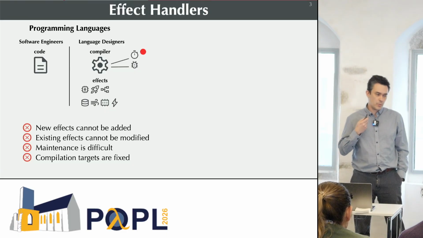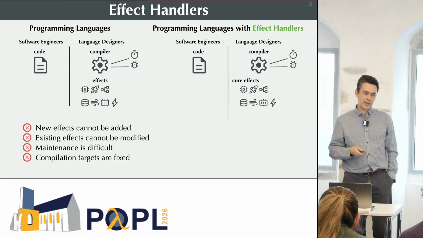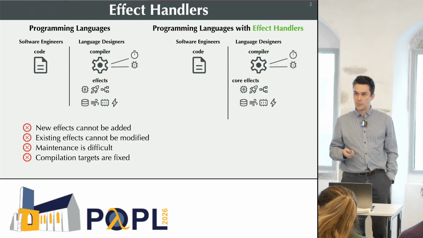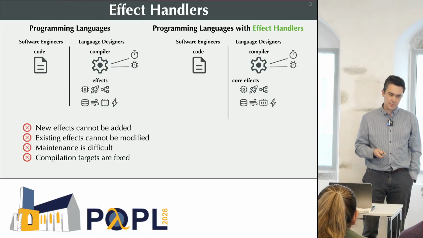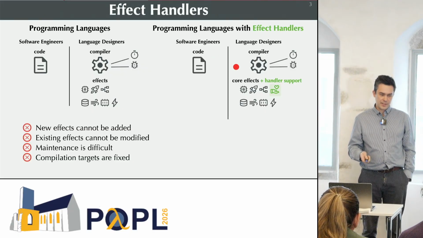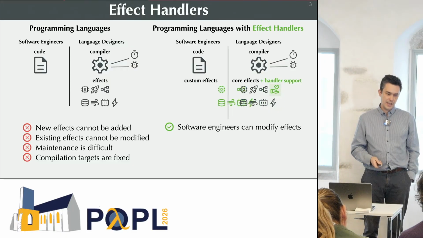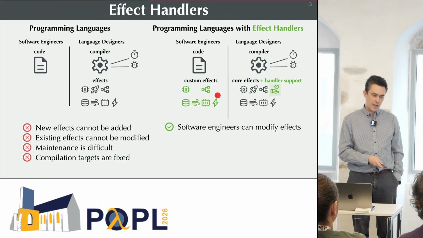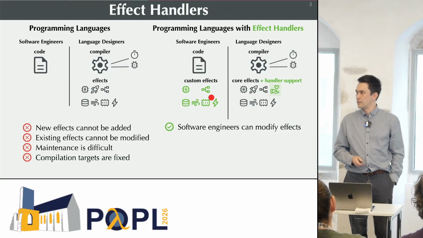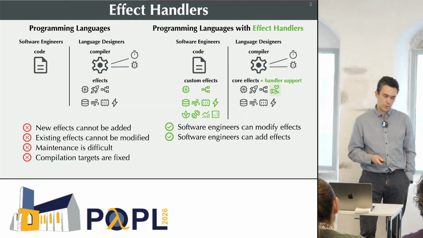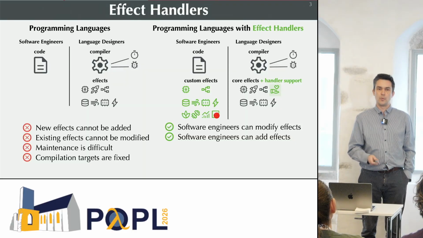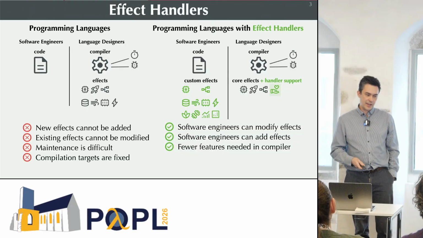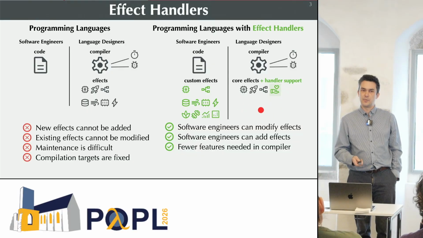So we tried to fix this problem by adding effect handlers to the languages that we work with. So here's the same story, except we add one feature, that's support for handlers. And what that allows is for software engineers to modify various effects in their own right. And they can also add a whole bunch of effects that weren't conceived of in the first place. And it actually means that there are fewer features needed in the compiler as well.